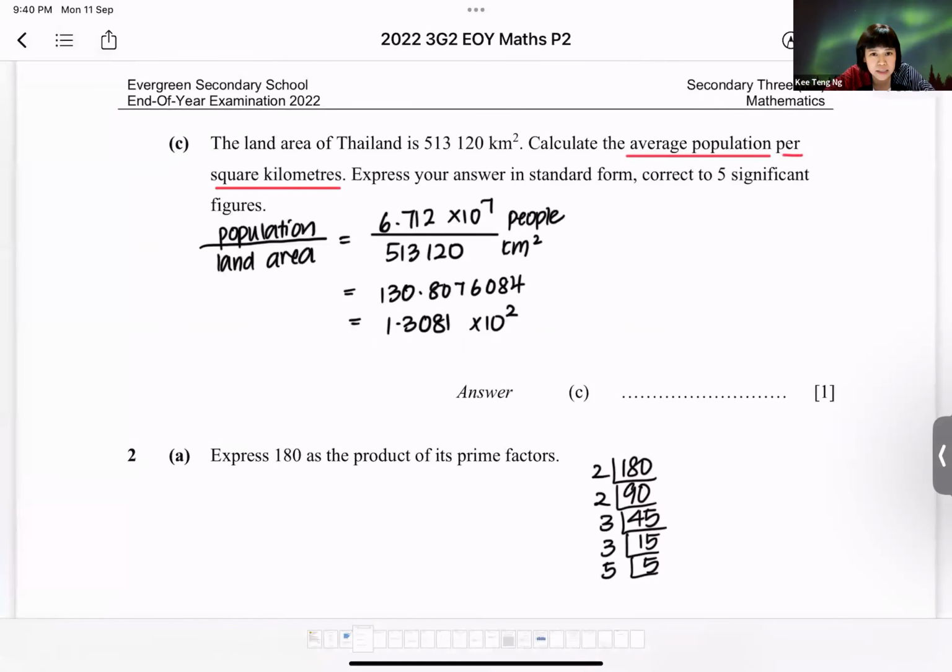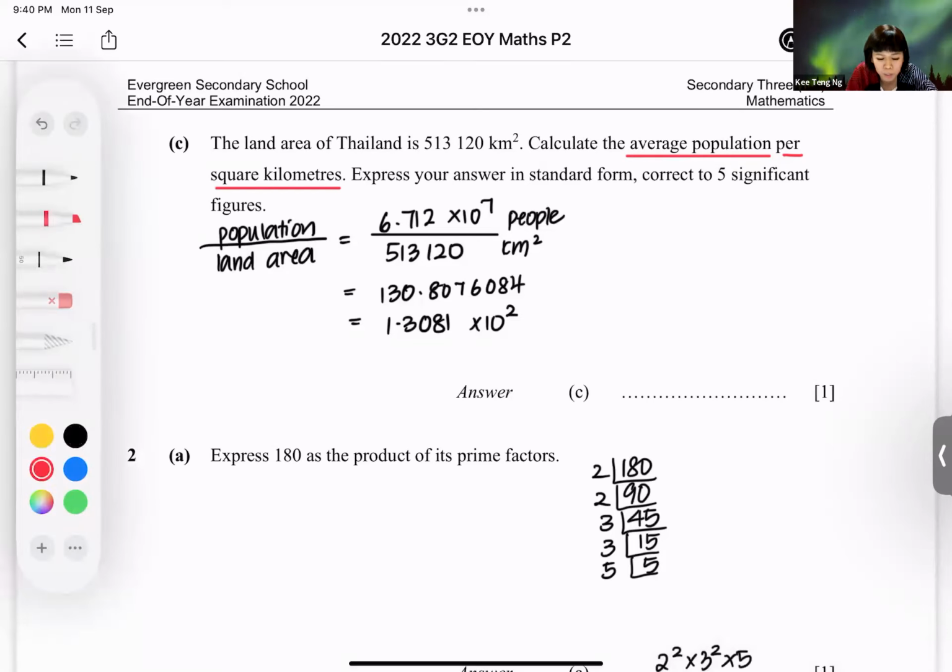The question here says the land area is so much. Calculate the average population per square kilometer. What does the word per mean? For example, kilometers per hour. That is taking the distance, which is kilometer, divided by the time in hour. So when we write per, right, it actually means division. So this means they want population over the land area. Population divided by the land area.